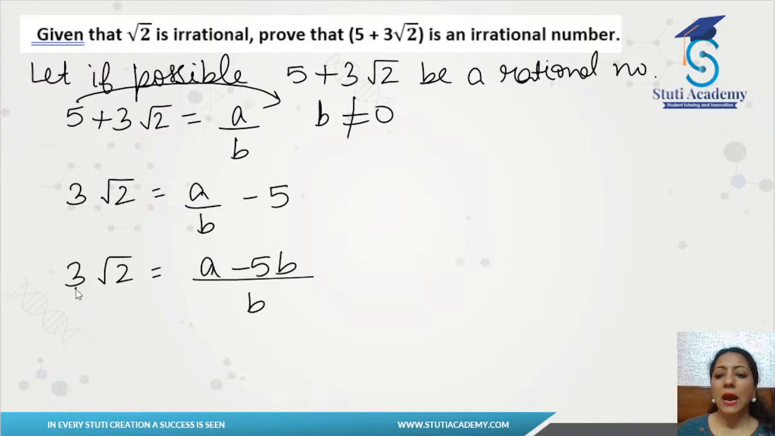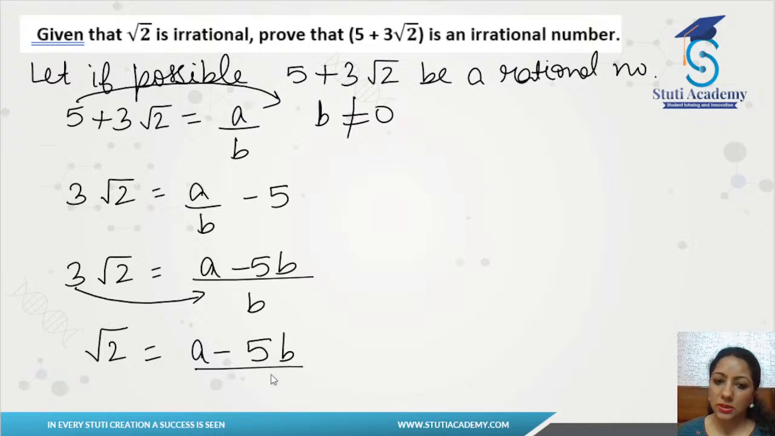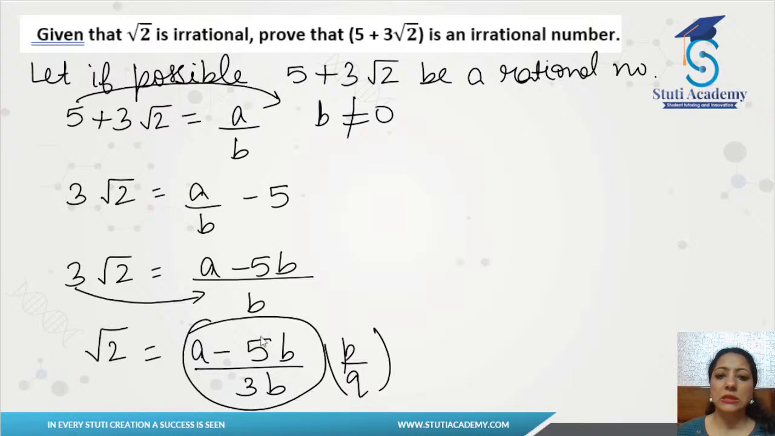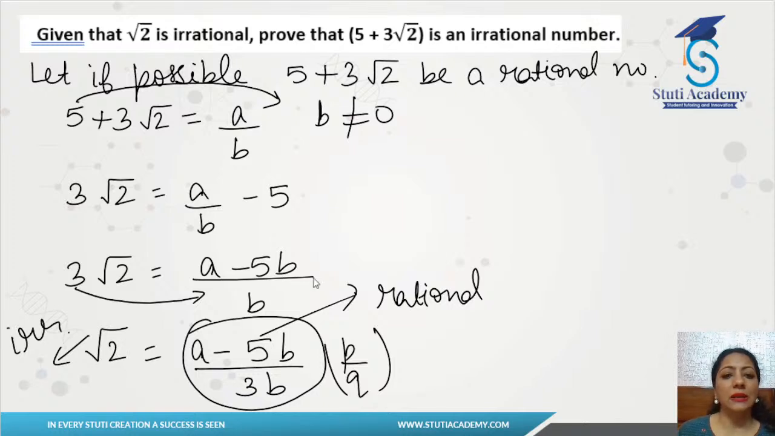Now this 3 I'm going to take on the other side and I will get root 2 is equal to (a minus 5b) upon 3b. So this is in the form of P upon Q, so we can say that this is a rational number. Now this is a rational number, but we know root 2 is an irrational number. So how can a rational and an irrational number be equal? Not possible. This is a contradiction.